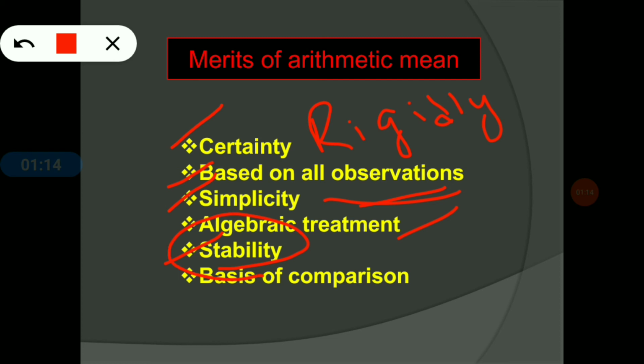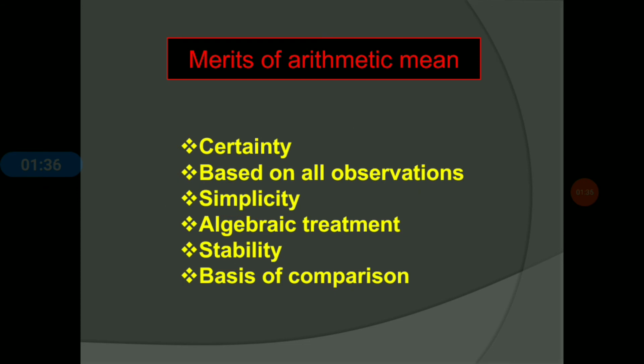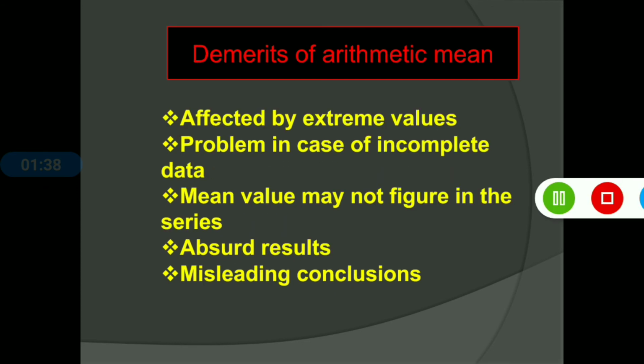Stability: it is least affected by sampling fluctuation, so it has sampling stability. Now going to the last one, that is the basis of comparison. Arithmetic mean helps to compare the results between groups and within groups. Now going to the next slide, where we can see some demerits of the arithmetic mean.